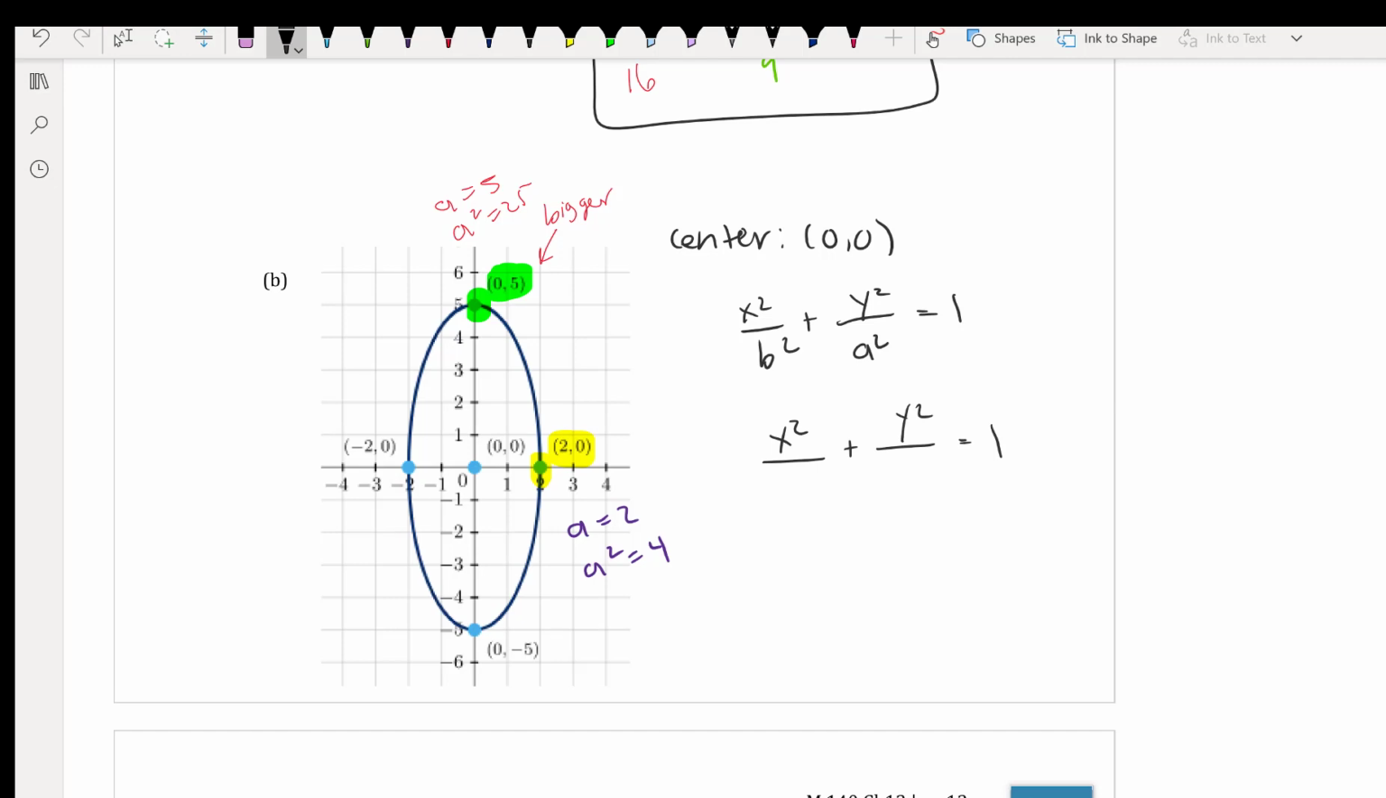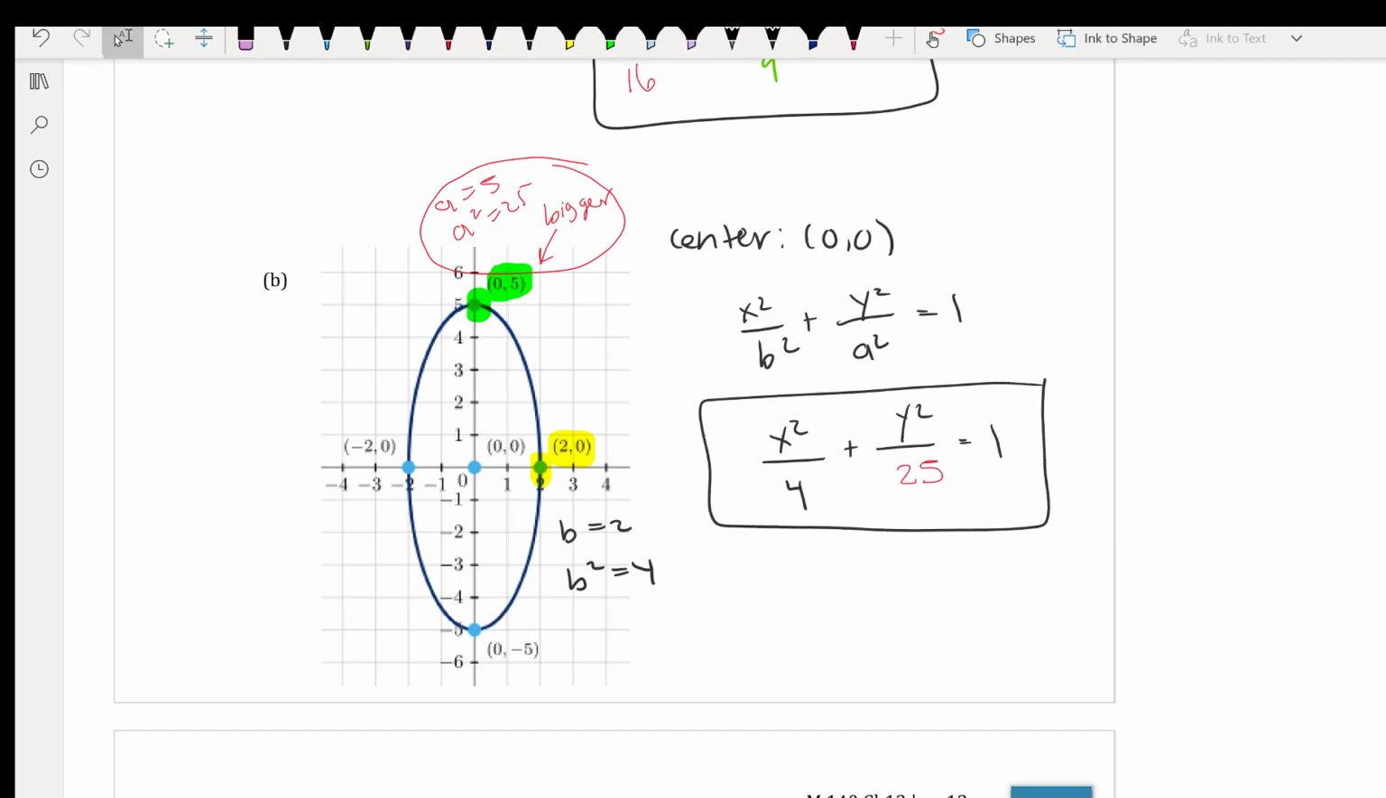So here, my a squared, we already identified that. That was going to be my... Oh, I messed up, didn't I? I said a twice. I already signified that a is bigger. So that gives me my 25. And I meant to say b value is equal to 2. So my b squared is equal to 4. There we go.